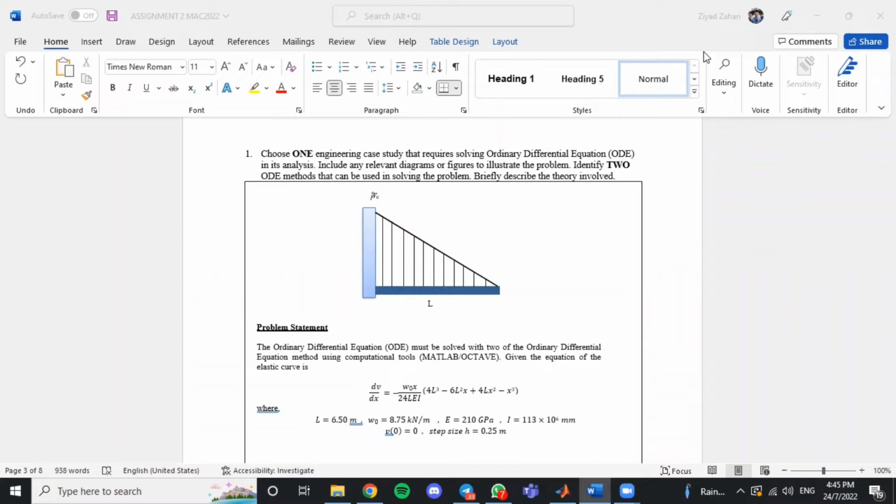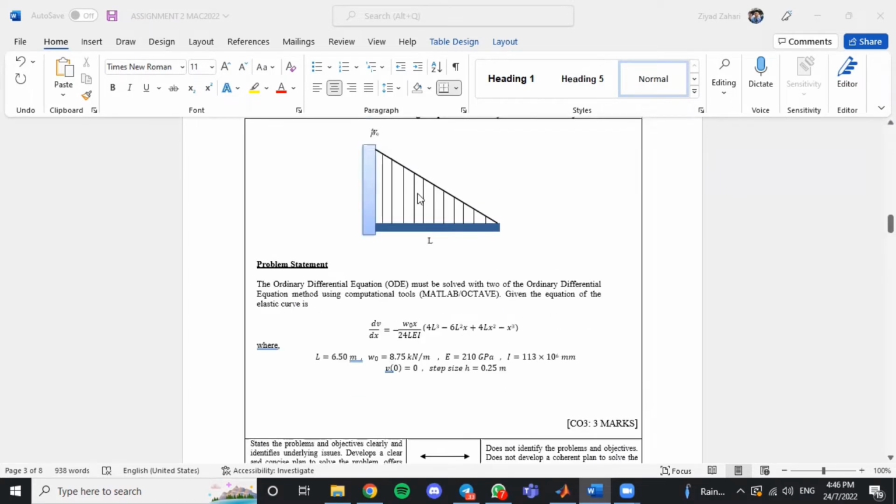So, in this assignment, we are given a question to choose one engineering case study that requires solving an ordinary differential equation. So, we need to identify two ODE methods that can be used in solving the problem. So, this is the case study that we have chosen for the assignment.